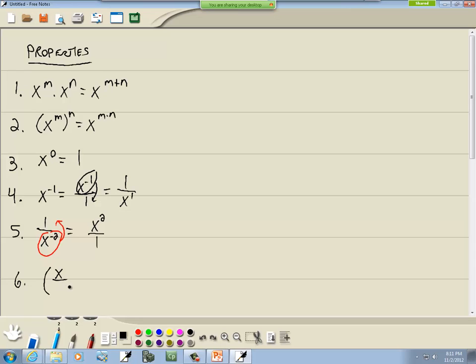Now if we have a fraction to a negative power, let me actually put a number here, it'll mean more, like this here. So if we have x over y to the negative 3 power, you can flip the fraction, take a reciprocal of it, and the sign of the exponent changes to positive. So x over y to the negative 3 becomes y over x to the positive 3.